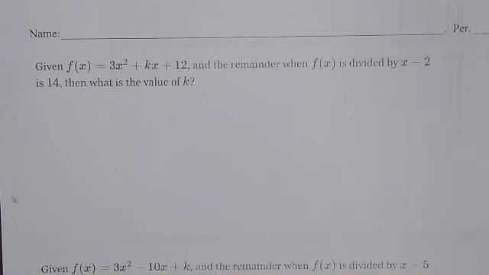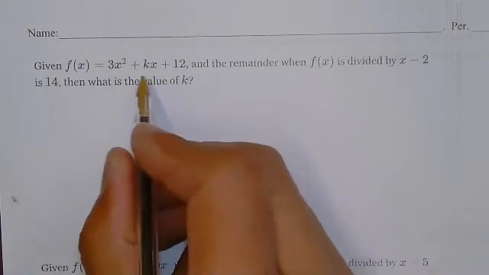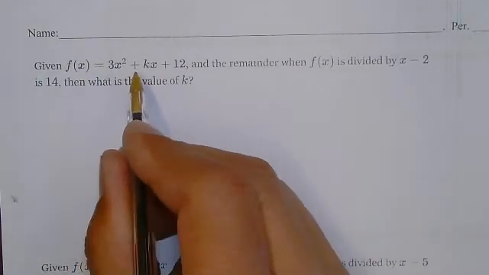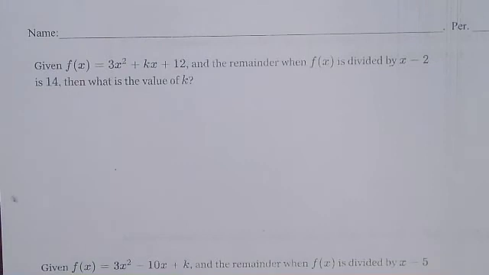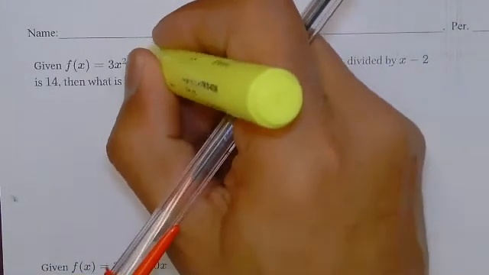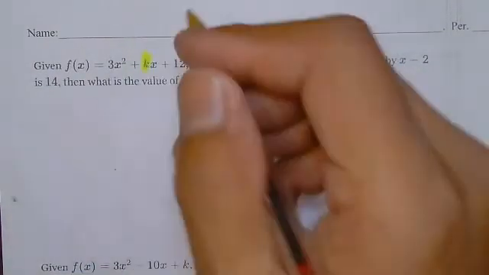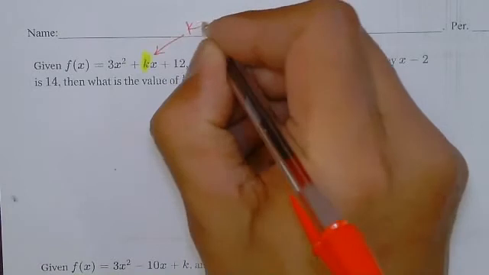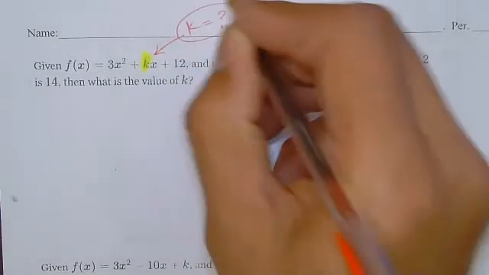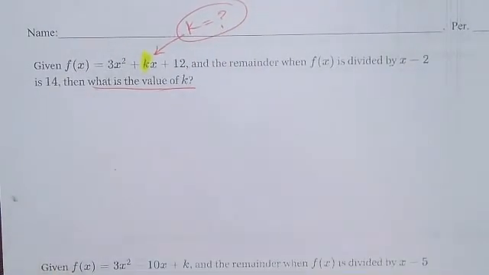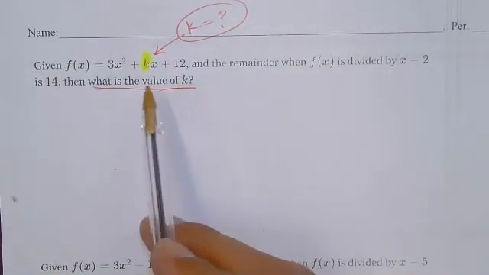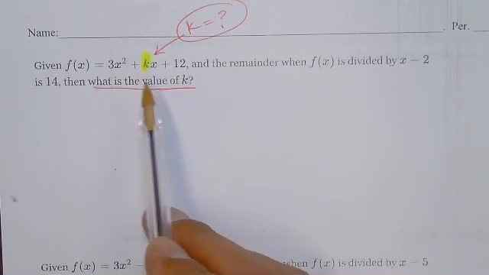Here's what we got. Okay, we have to understand the scenario. Here's the polynomial. This is f of x. And there's going to be a value of k, which is like a missing number, which I'm going to highlight here. And ultimately, this is the question. What is the value of k? What number does this k have to be to make this work?